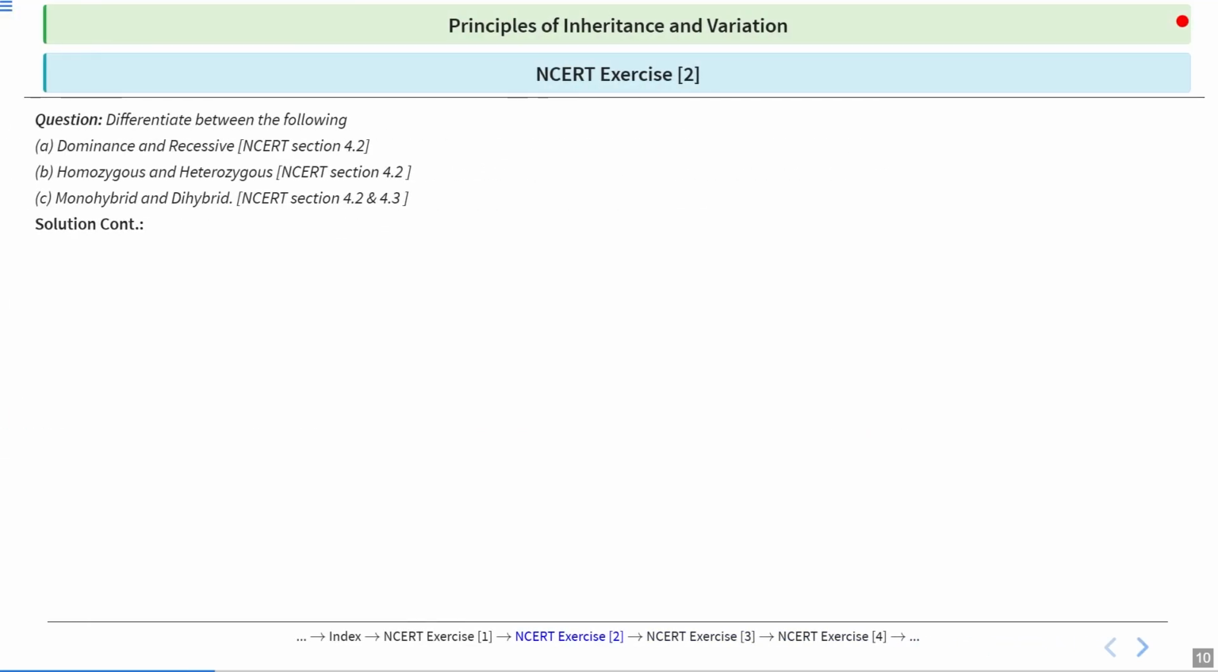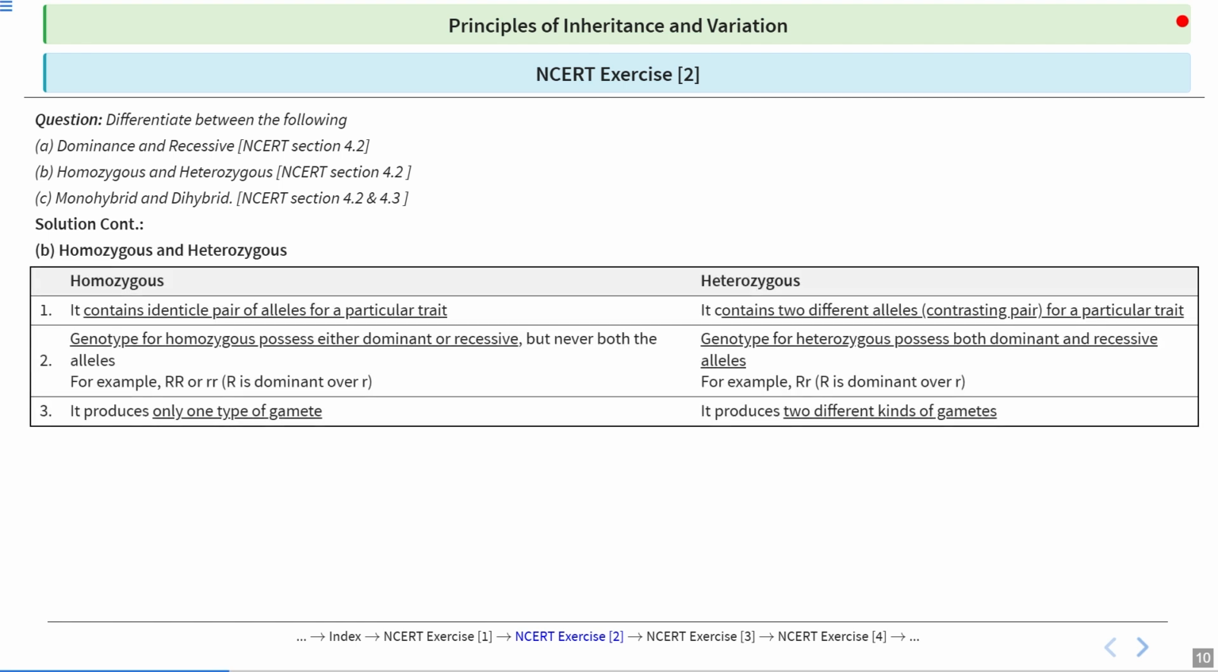Now let's talk about the next one: homozygous and heterozygous. What is the difference between homozygous and heterozygous? Homozygous contains an identical pair of alleles for a particular trait. Heterozygous contains dissimilar alleles, or two different alleles, meaning a contrasting pair of alleles is present for a particular trait.